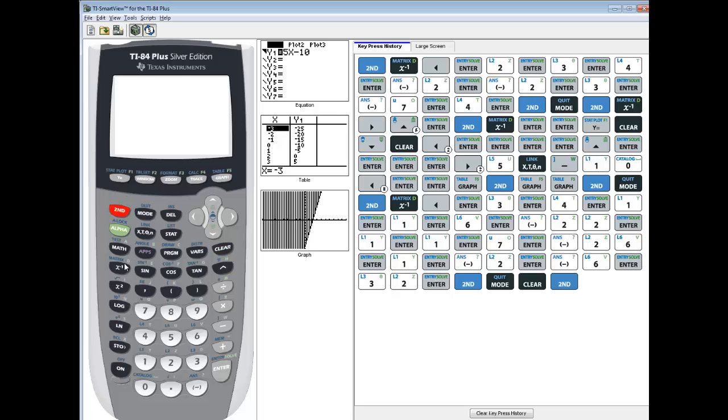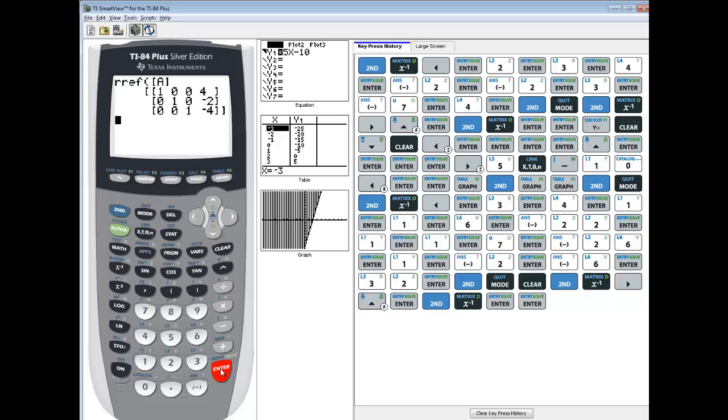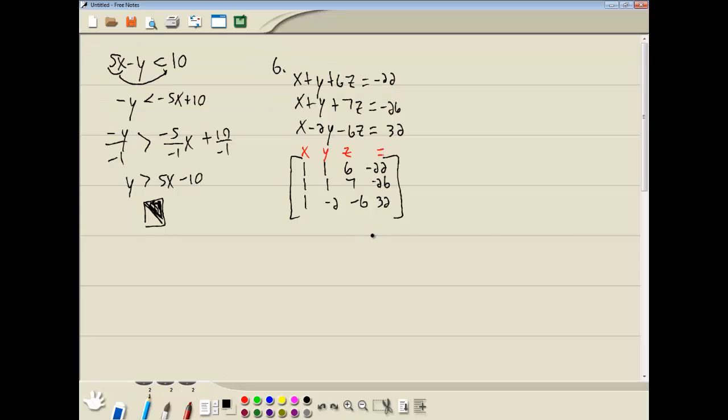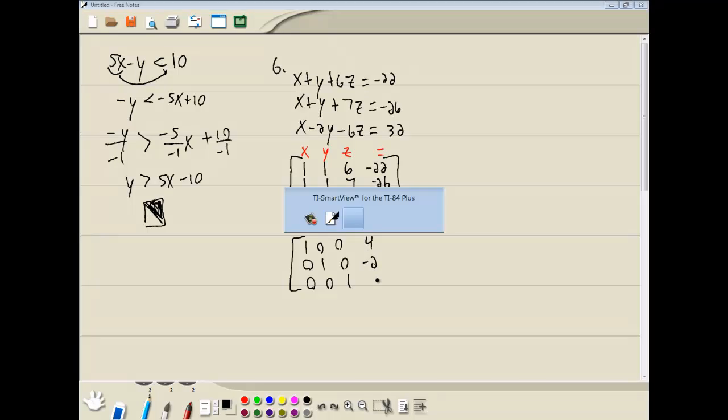So let me see. I'll do second, x to negative 1. Go over to math. And go to RREF. Then go back in my matrix menu, enter on A, and enter again. It's a good sign they all came up with those nice numbers. Why is that? They wouldn't have you do one of these by hand if it came up with fractions. It'd be so hideous.